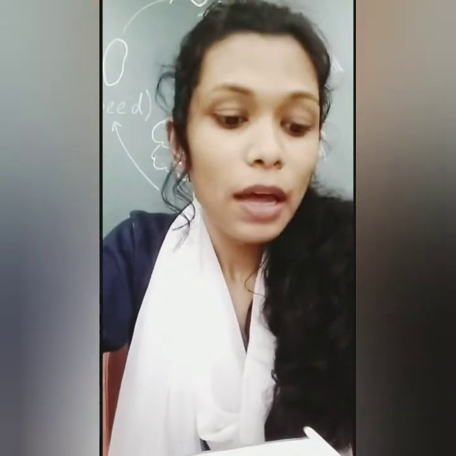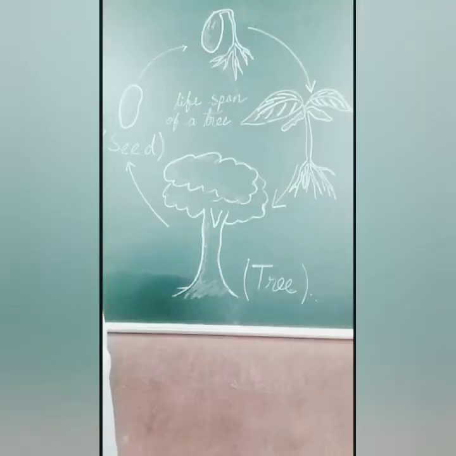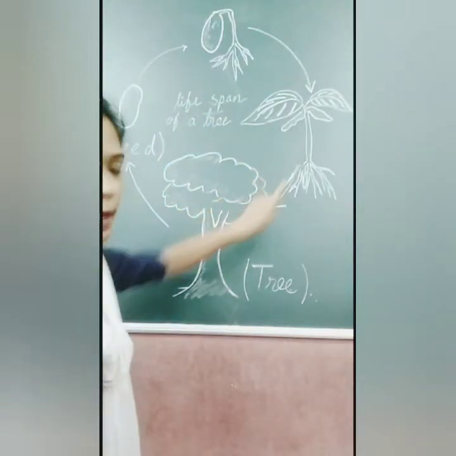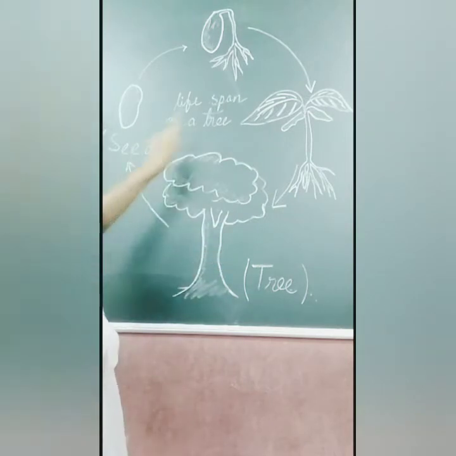The next characteristic is living things have a definite lifespan. What is lifespan? All living things are born as babies, they grow up, they grow old, and finally they die. This time from birth till death is called the lifespan. See, this is the lifespan of a tree, and a tree reproduces from a seed. This is the seed, and then the seed is growing into a plant, and then finally it becomes a big tree, and this process is continuous.